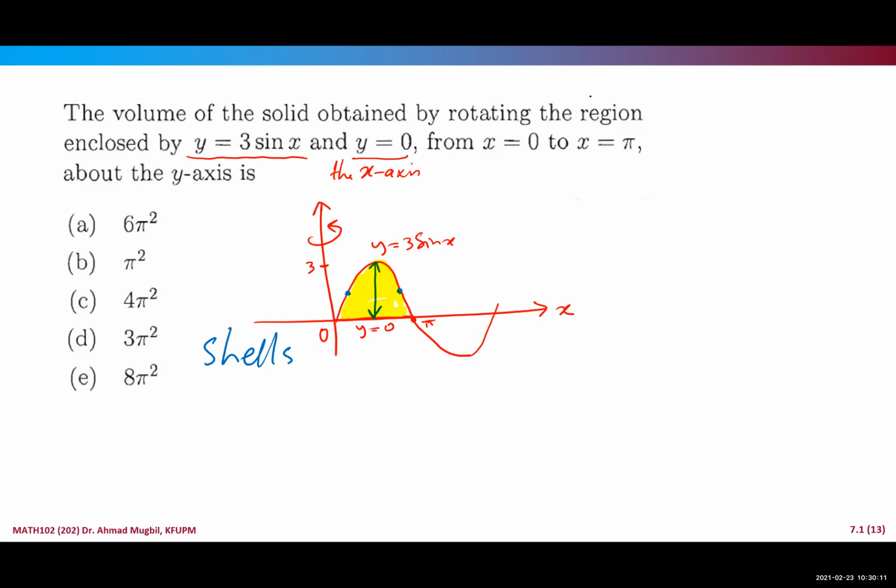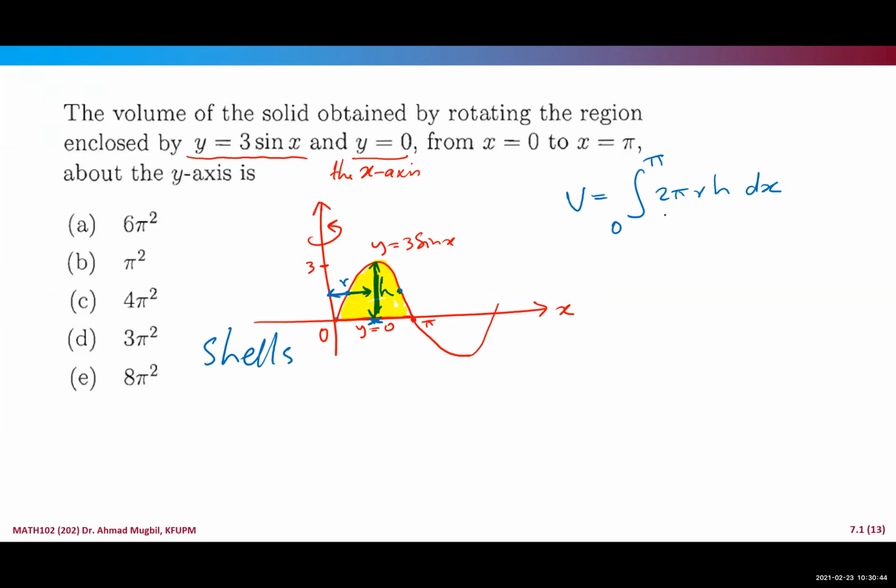Now, ya shabab, you know that the length of this line will be h, and the distance from the line that you draw to the axis of rotation will be r. And because this line is vertical, it will be x. We will call it x. Now the volume will be the integral of 2 pi r h dx, because this is vertical, perpendicular to the x-axis. Now from where to where? x is from 0 to pi. It is given, and it is clear from the region.